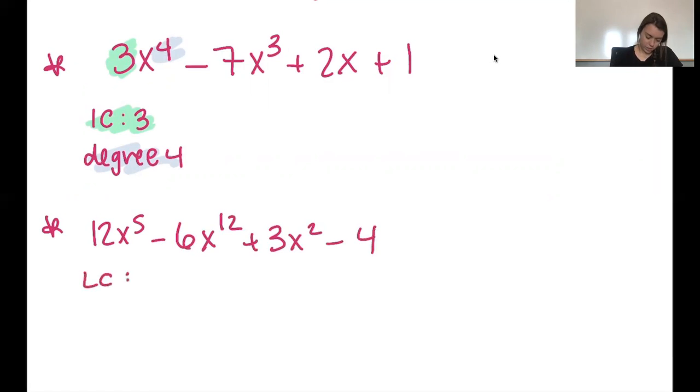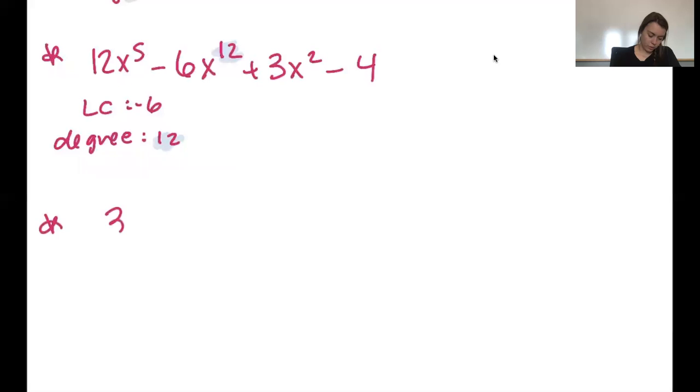This one, the LC is 6 and the degree is 12. You might have thought the LC was 12 and the degree was 5, but normally people will write the terms from greatest degree to smallest, though sometimes they might not. Maybe they want to trick you, but notice that 12 is the highest degree. It was just not written first. And actually this should be -6, because the leading coefficient is -6. So that's an example.